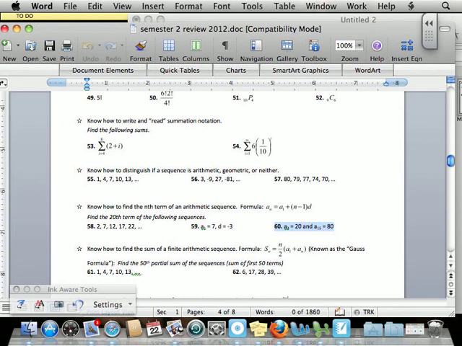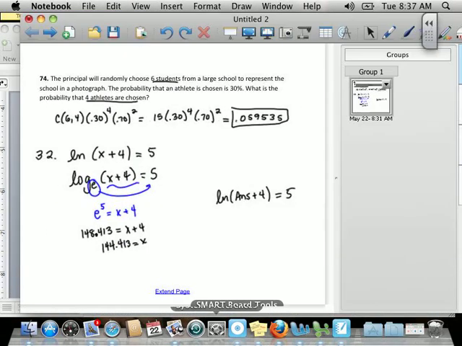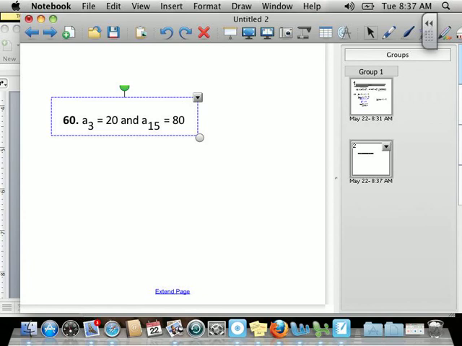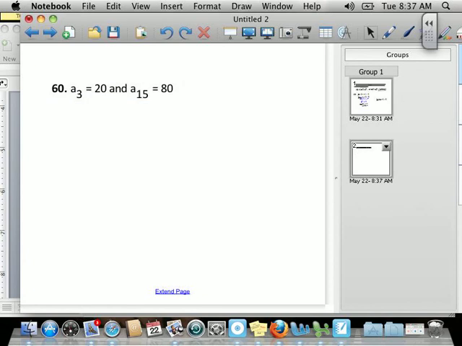Okay, it says this is an arithmetic sequence. So arithmetic means you're adding what's called a common difference each time. Okay, so you're given two values. You're given that the third term is 20 and the 15th term is 80. So you need to think about how to relate these two terms to each other.